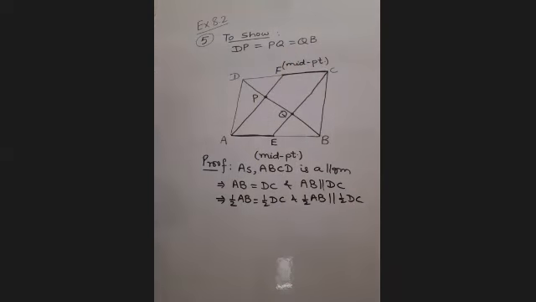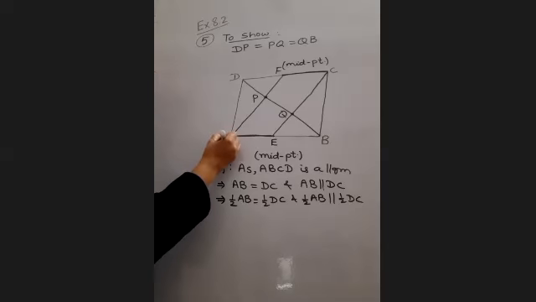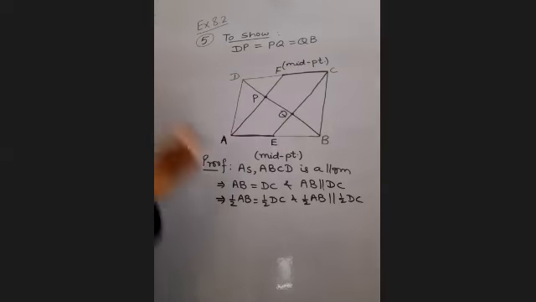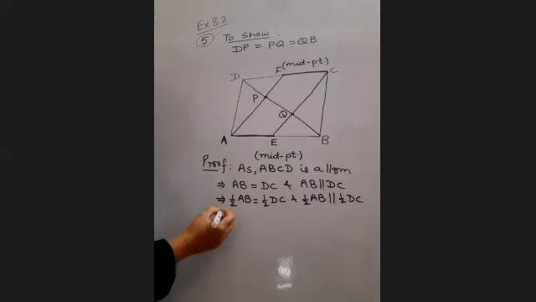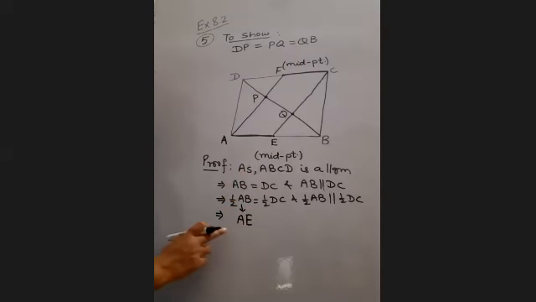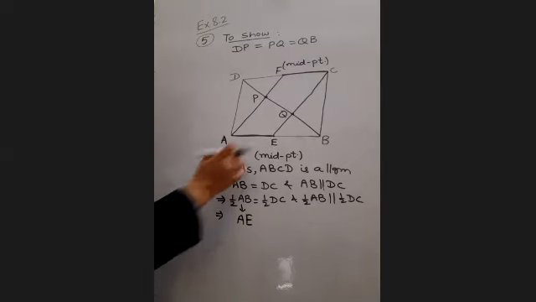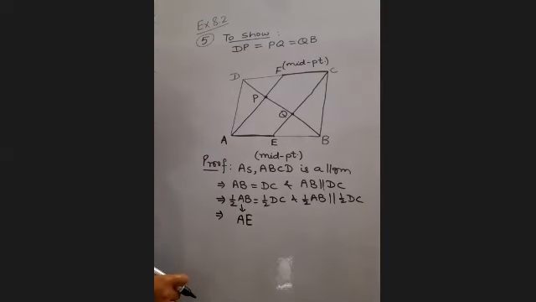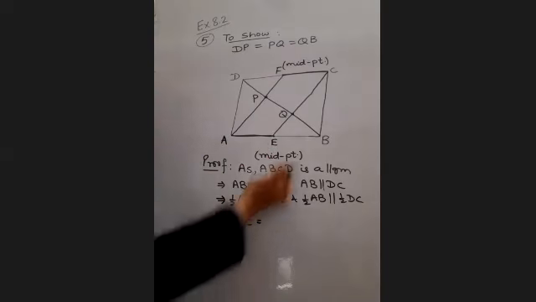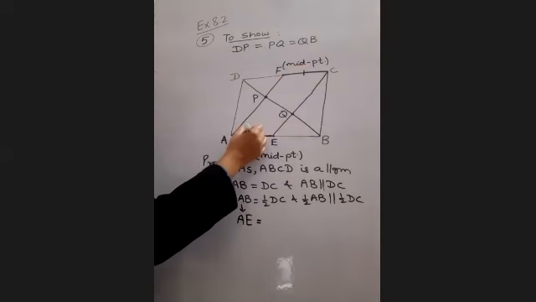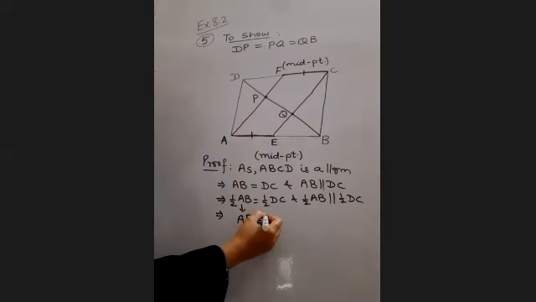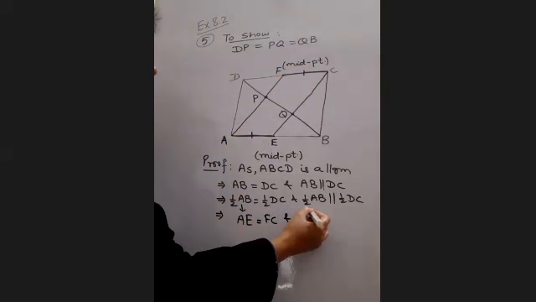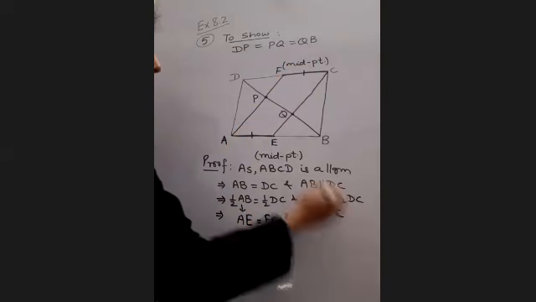I want to take care of this, AECF. So half of AB, can it be AE? This portion, because E is the midpoint. And how about half of DC? DF. So these two parts are equal. And also, these two parts are parallel.